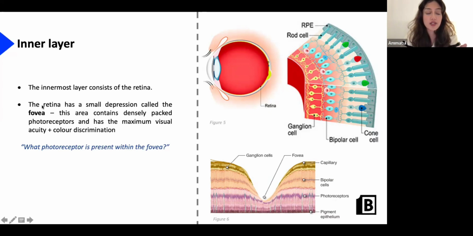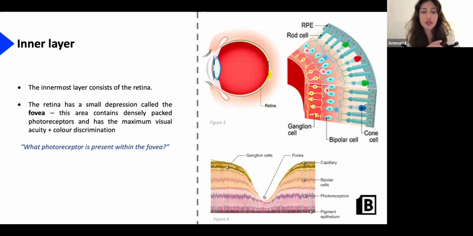But another aspect of the retina is called the fovea. So the fovea is a small depression. It will be kind of around here of the retina, and it is the area with the highest amount of visual acuity and color discrimination. And it contains a large amount of one specific type of photoreceptors.